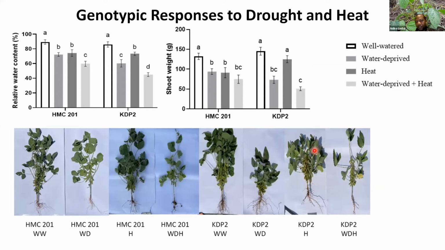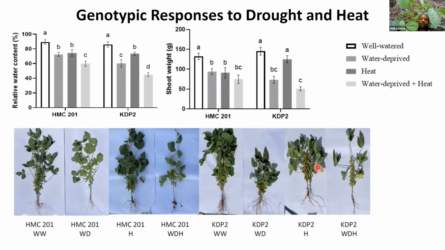As you can see, this particular plant here, if you look at not really the number, but just the concentration of the pods in this plant here versus this part here, very little difference, if any. While for this one here, it's quite clear that you have a lot of pods sitting there, and a couple there, and very, very few in that region there. So HMC 201, as far as grain yield is concerned, would appear to be negatively affected by heat stress, while KDP2 isn't. So that's an interesting aspect in terms of these responses.